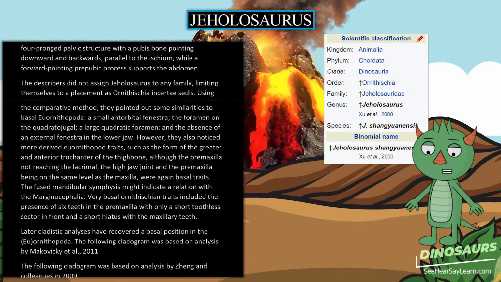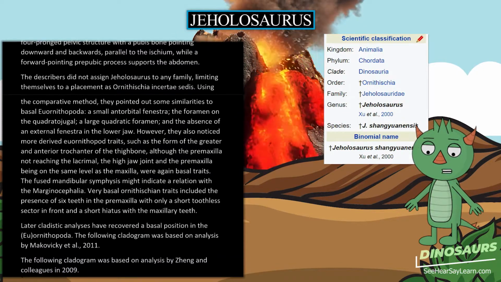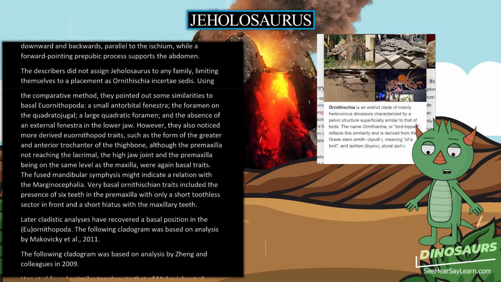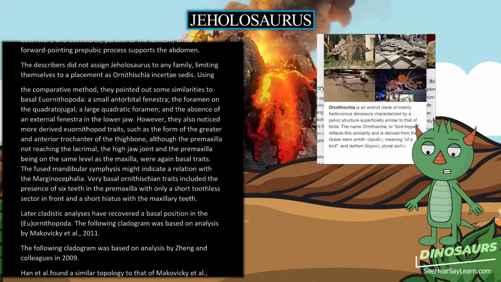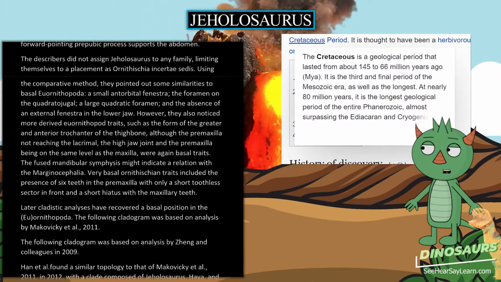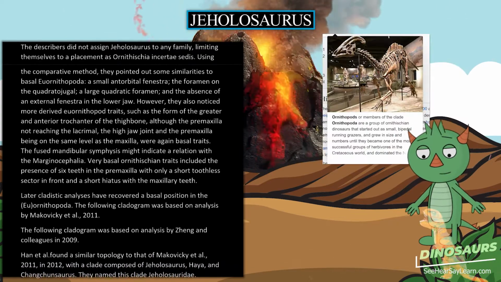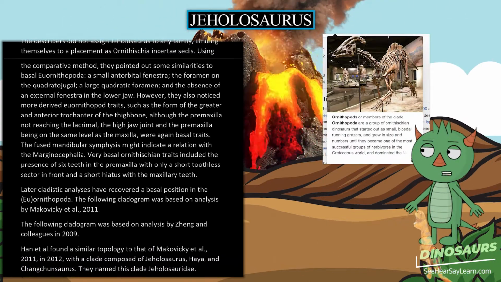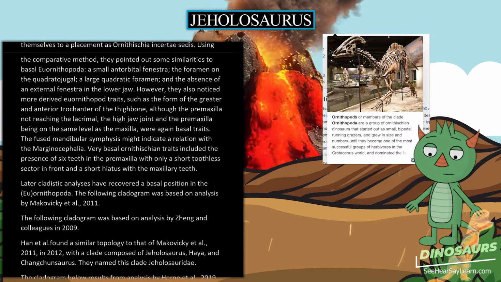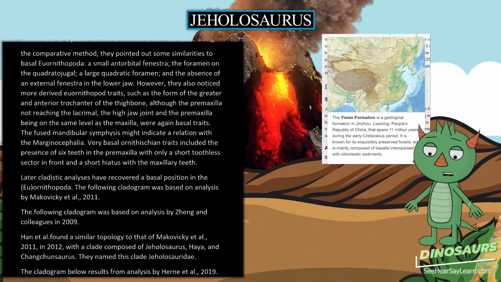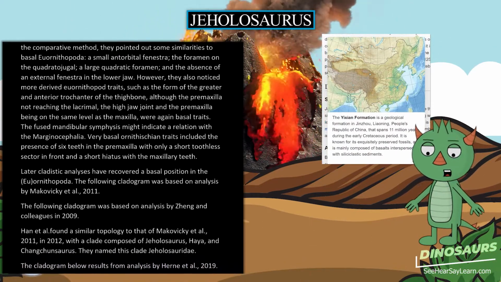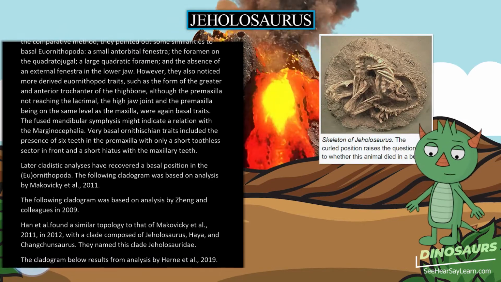Very basal ornithischian traits included the presence of 6 teeth in the premaxilla with only a short toothless sector in front and a short hiatus with the maxillary teeth. Later cladistic analyses have recovered a basal position in the Ornithopoda. The following cladogram was based on analysis by Makovicky et al., 2011. The following cladogram was based on analysis by Jung and colleagues in 2009.